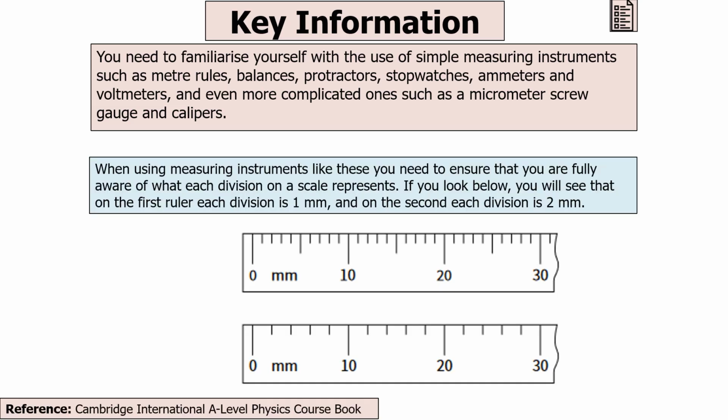Now, when using measuring instruments like this, you need to ensure you're fully aware of what each division on a scale represents. If you look below, you'll see on the first ruler, each division is 1 mm, and on the second, each division is 2 mm. So you've got to be aware of the scale of the measuring device.